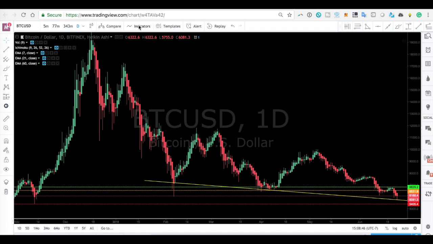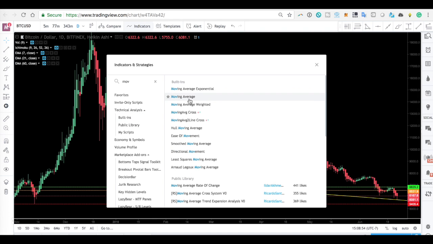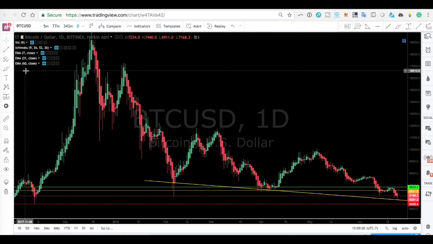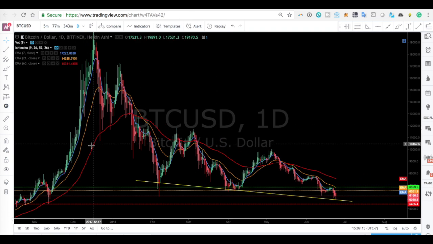To do that, we're going to go into indicators. We'll go to moving averages, and you can see you've got moving average, exponential. That's what we're going to be using. And we just click on that to add it to the chart. I've done that a few times. So here we've got 3 moving averages, and I've got them set to 7, 21, and 60 on the 1 day chart. So let's just unhide those. That's this eye right here. And you can see how they've plotted out now on this chart.